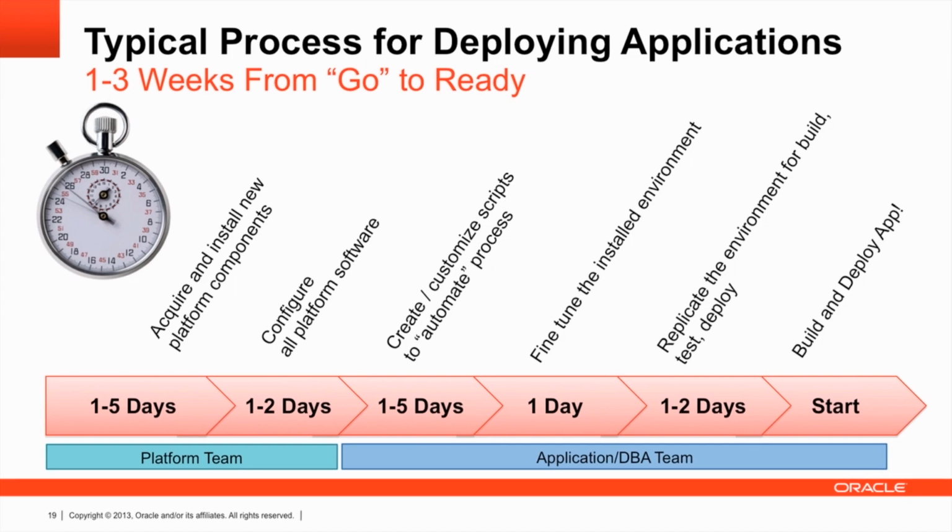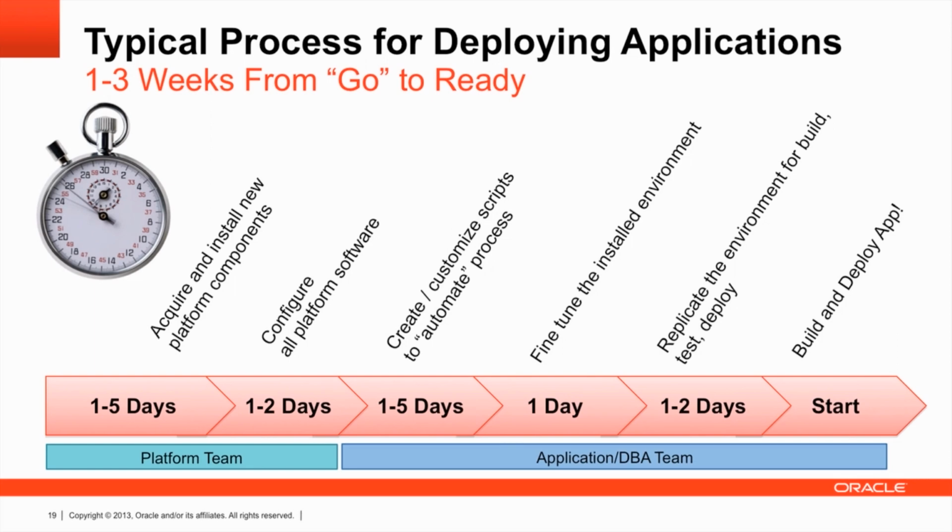Then adding time to that is the time to fine-tune that whole install environment, to tweak your parameters, making sure that things are going properly, sequencing things. Then a couple days to make sure that you can replicate that environment to build, test, and deploy. The last step is to deploy the application. So total time is about, conservatively, 1 to 3 weeks.